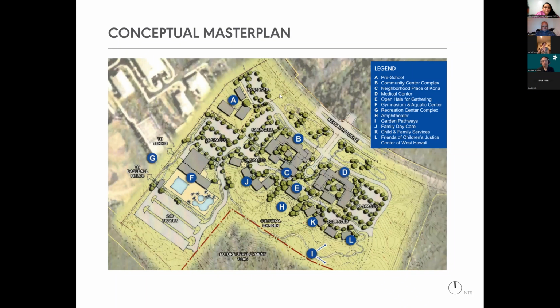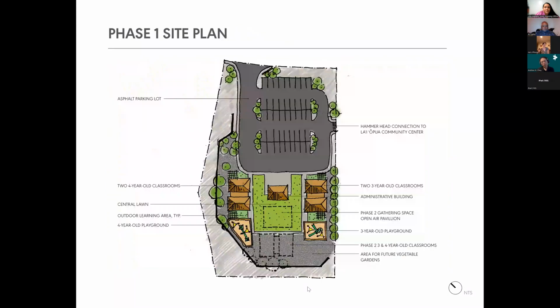Parcel A is the preschool site. It's directly adjacent to the recently completed community center complex. And our proposal is to break up the construction into two phases. We have the parking lot, which is with great access to the main road and also connects to the Ōpua Community Center. And in the first phase, we're proposing to construct 2 out of the 3 3-year-old classrooms and 2 out of the 3 4-year-old classrooms.